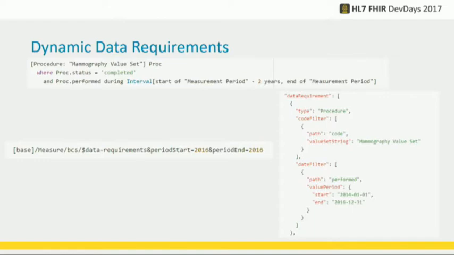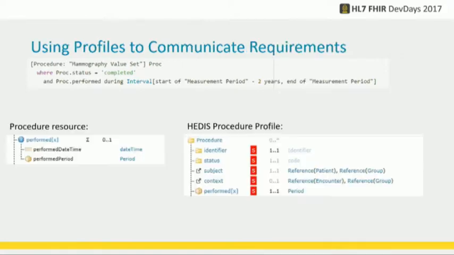So if I run it for 2016, my data requirement is that I need the procedures for 2016 and before in order to get an evaluation. So that's another way that we communicate the requirements for a measure, using profiles.